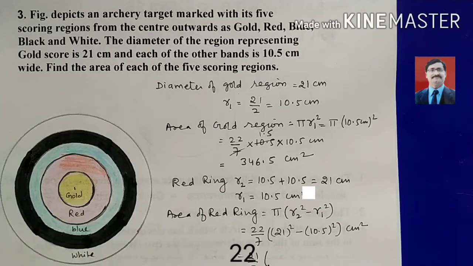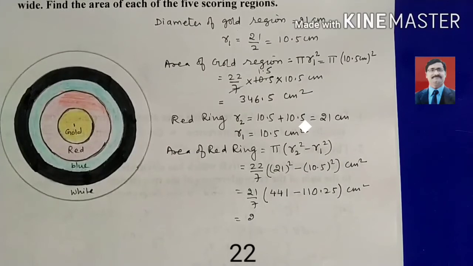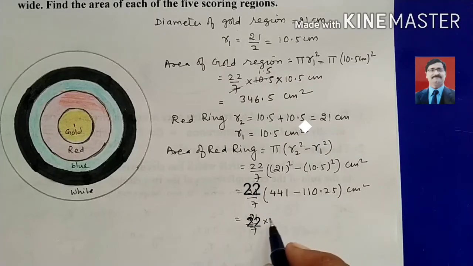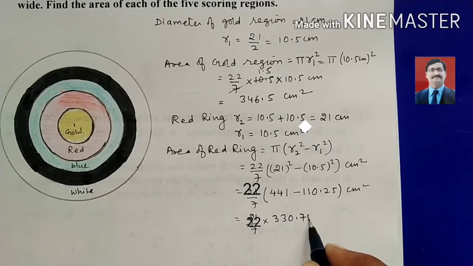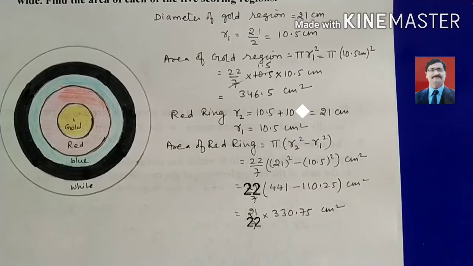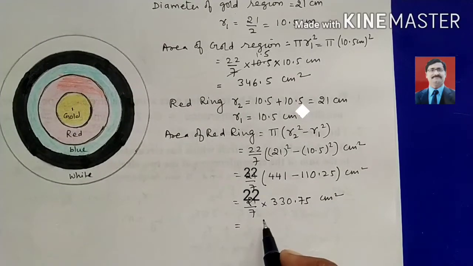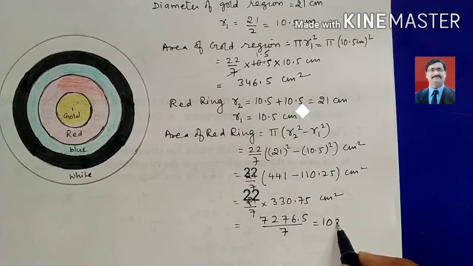Look here, 22 by 7. 21 square is 441, minus 10.5 square which is 110.25 centimeter square, and we subtract these. We get 330.75 centimeter square, times 22 by 7. These we multiply, we get 7276.5 upon 7, and this we divide, we get 1039.5 centimeter square.